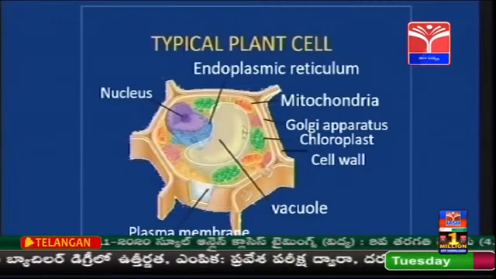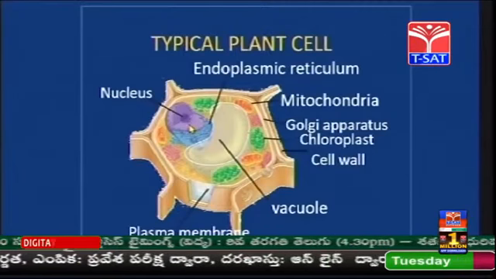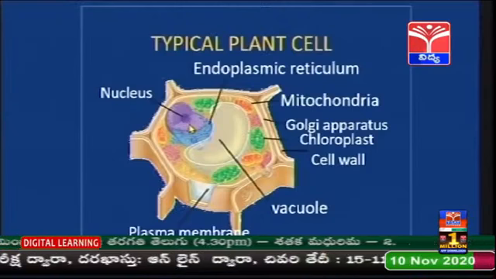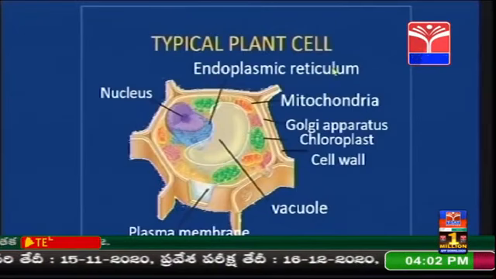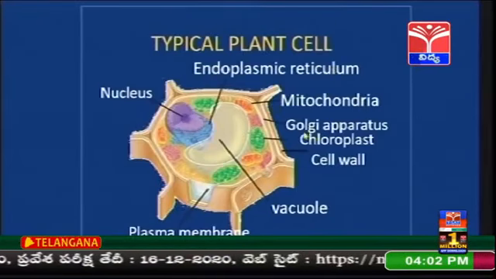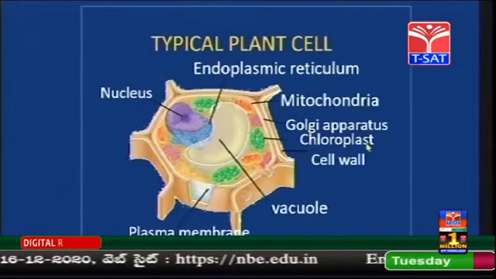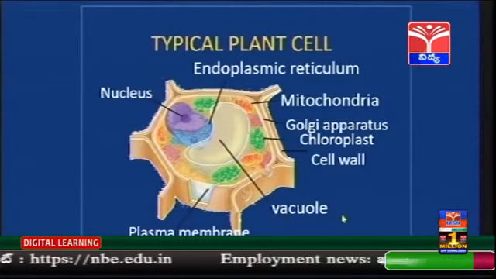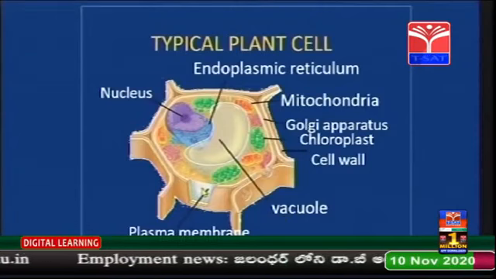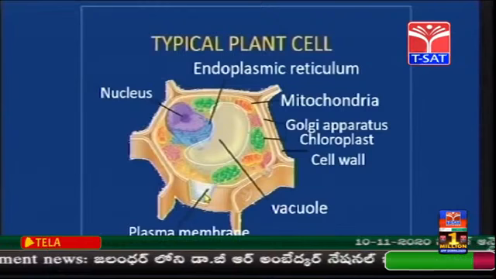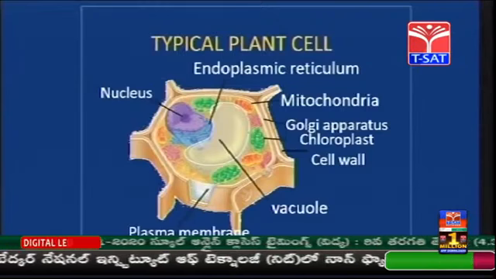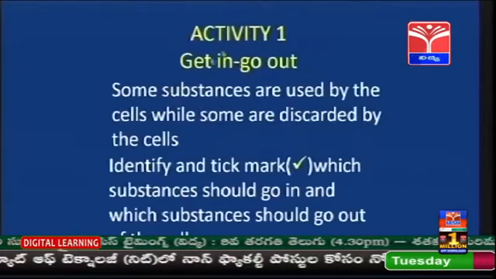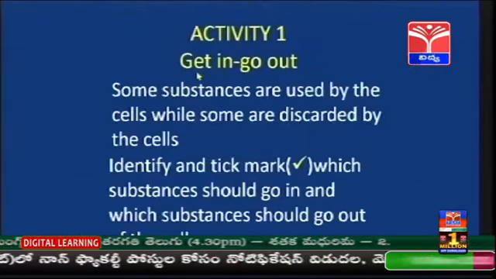Then in the internal content of the cell we have the nucleus, which is very prominent and which is controlling all the other actions of the cell. Then we have endoplasmic reticulum, mitochondria, Golgi apparatus, chloroplast and the big sized vacuole. Now children, we can see clearly this plasma membrane is separating the external environment and the internal contents of the cell.